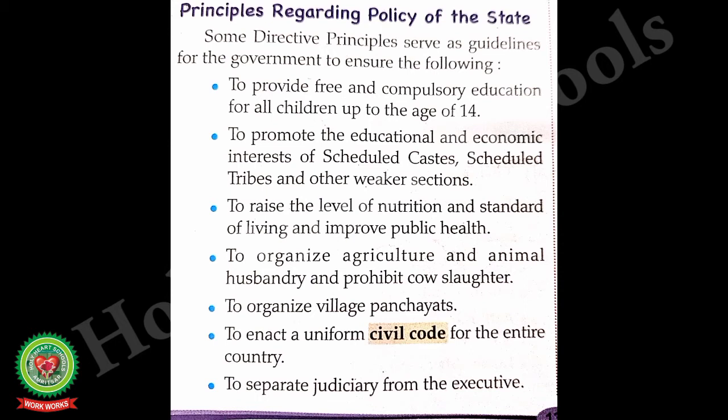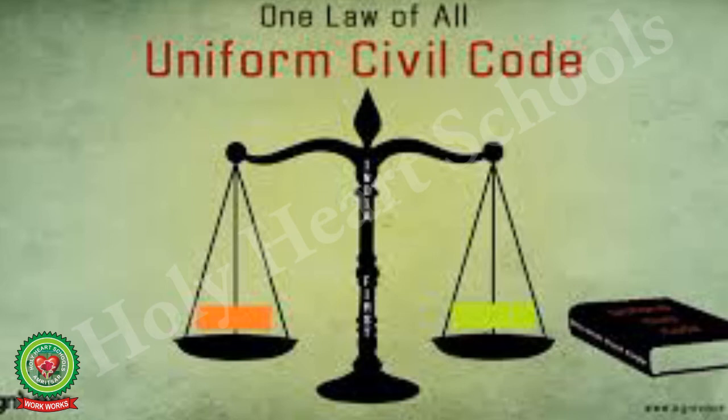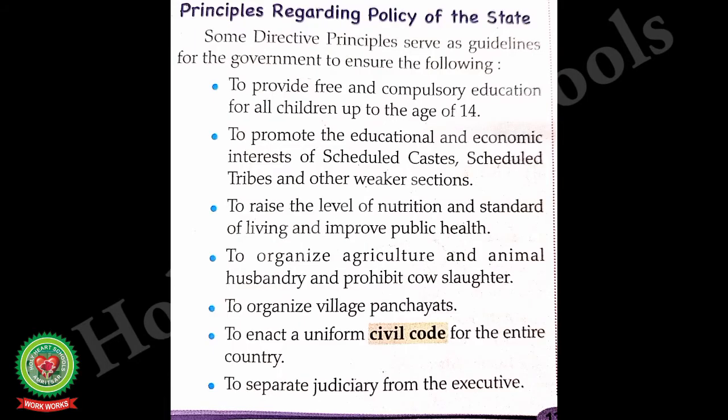Number 6, to enact a uniform civil code for the entire country. Uniform Civil Code is defined in our Constitution under Article 44 of Directive Principles of State Policy. It states that it is the duty of the state to secure for the citizens a uniform civil code throughout the territory of India. In other words, we can say that it means one country, one rule. The Uniform Civil Code calls for the formulation of one law for every community.